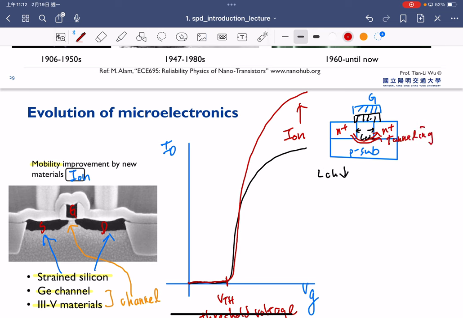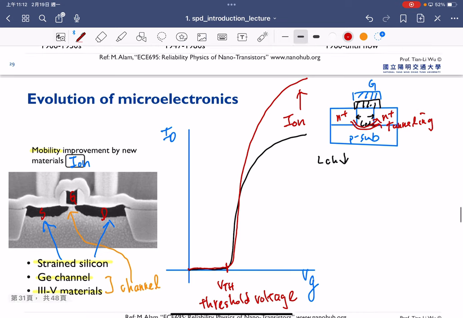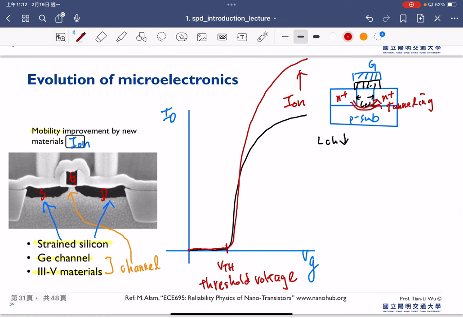Of course, to understand tunneling, we need quantum mechanics. That's why we need to learn quantum physics. We will talk about quantum physics later. But in here, just let you know that as long as this gets smaller, there's a chance the electron can flow from the left to the right, and that's what we call the tunneling mechanism.